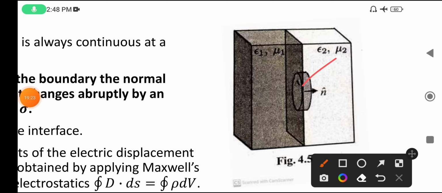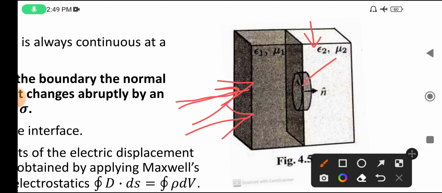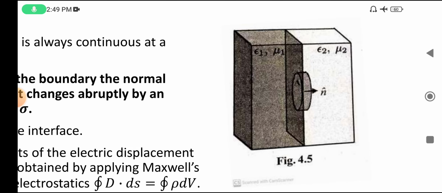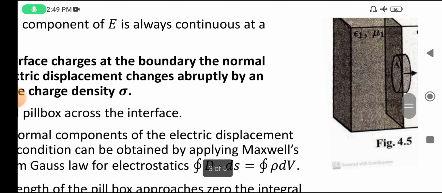See, it is a pill box. Which field? Now the field is coming like this, not like this. This is the field direction, so this direction is normal to the boundary, isn't it? Now see, this pill box is compressed. Then only this side area and this side area are never 0, but the curved area is 0. So both side areas we take here.